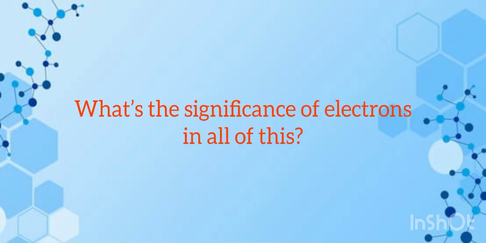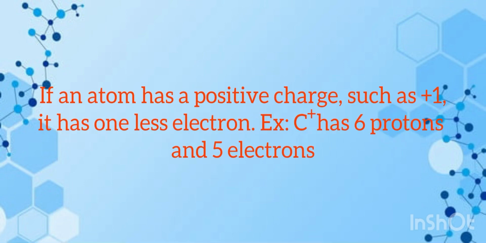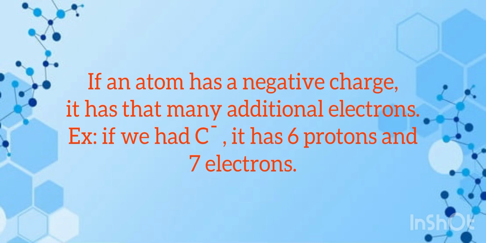Now you might be wondering, what's the significance of electrons in all of this? If an atom has a neutral charge, it has the same number of protons and electrons, accounting for an overall charge of 0. If an atom has a positive charge, such as +1, it would have 1 less electron. For example, carbon plus has 6 protons and only 5 electrons. If an atom has a negative charge, it has that many additional electrons. For example, if we had carbon minus, it has 6 protons and 7 electrons. It will always have the same number of protons, but the electrons is what varies.